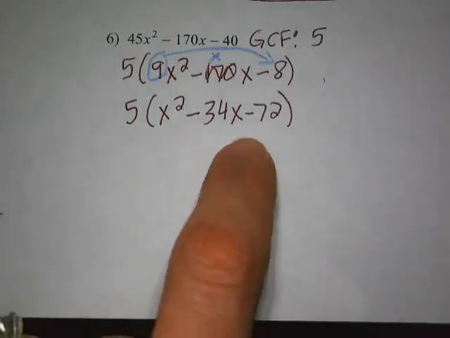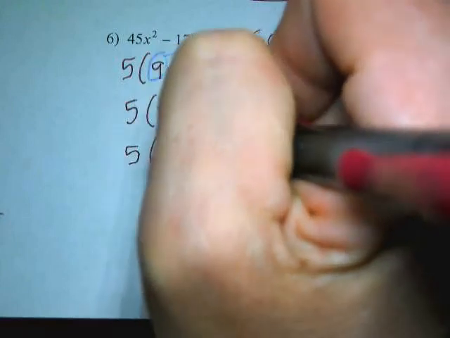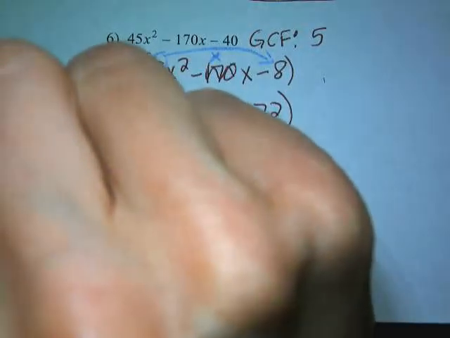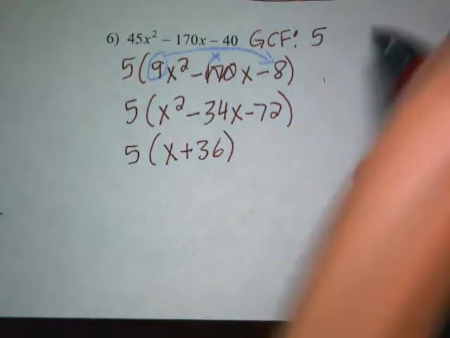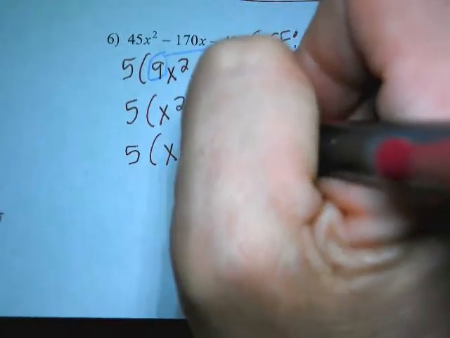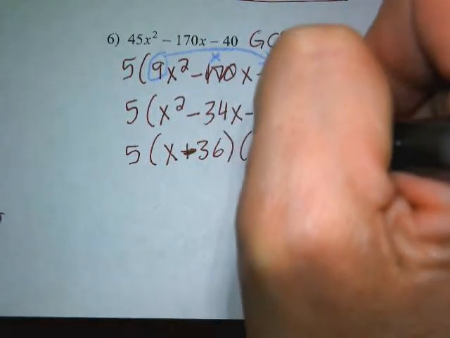So factors of negative 72 that add to negative 34. 5 times x plus 36, that's not right. x minus 36. Shoot. Minus and x plus 2.